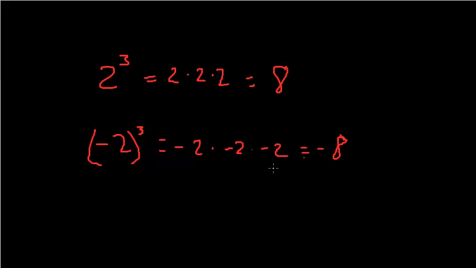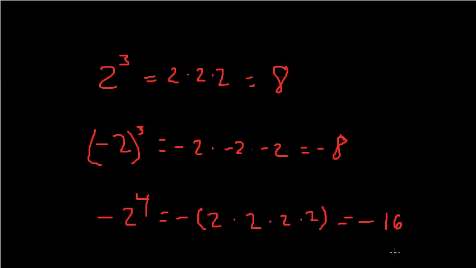We get negative 8. If I say negative 2 to the fourth power, when I do not have parentheses around the negative 2, that means I have that negative sign out front, and what's being multiplied 4 times is just 2 times itself 4 times. So in this case, we have negative 16. Whereas if we did negative 2 in parentheses to the fourth power, this is negative 2 times itself 4 times, and we get a positive 16.